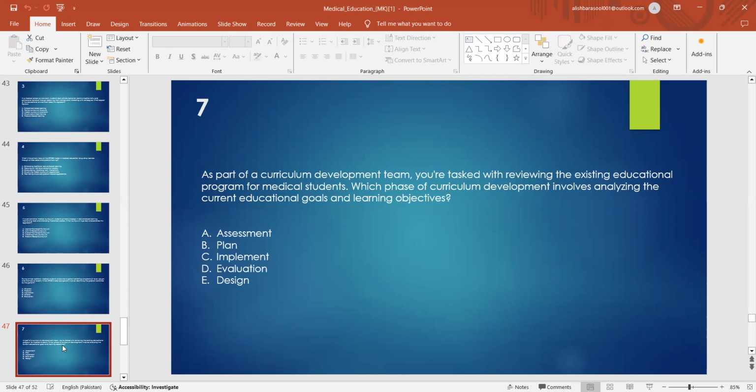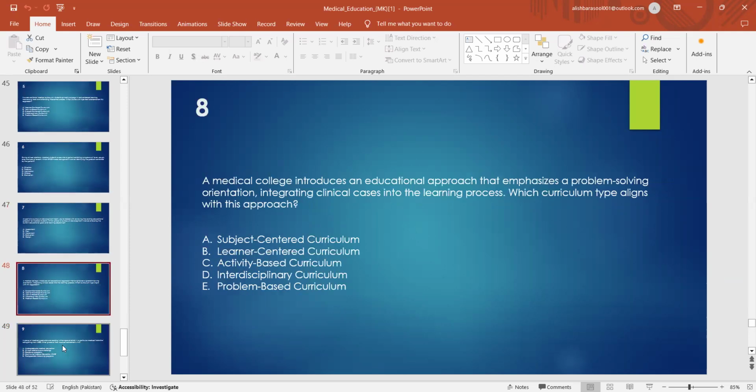B. Yes, it's the right answer. A medical college introduces an educational approach that emphasizes a problem-solving orientation, integrating clinical cases into the learning process. Which curriculum type aligns with this approach? A, subject-centered, B, learner-centered, C, activity-centered, D, interdisciplinary, or is it E, problem-based?